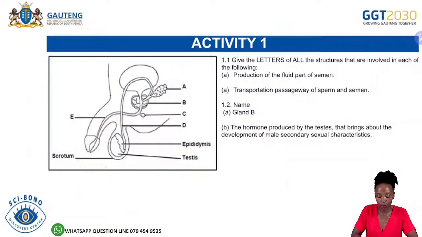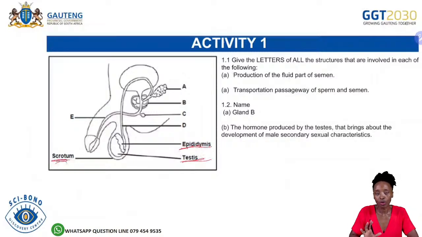And also, we were lucky enough here that we are given some parts of the labels. We are told that this is the epididymis, this is the testis, scrotum. So even if you were not sure whether this is the female or the male, the fact that there's testis, there's scrotum, you now know that this is the what? A male reproductive system. So let's look into the questions, okay?